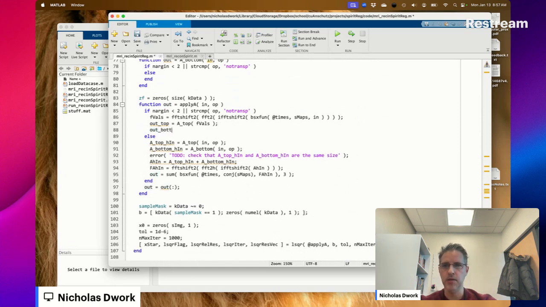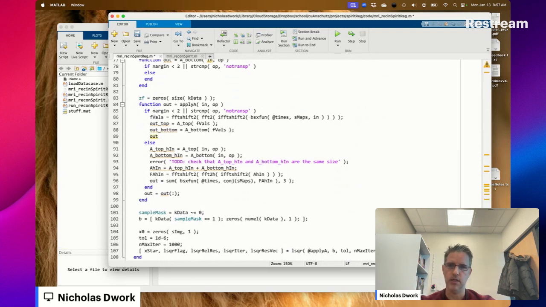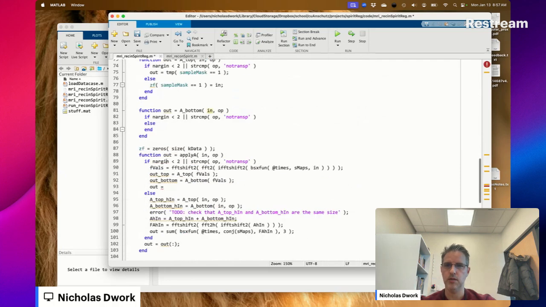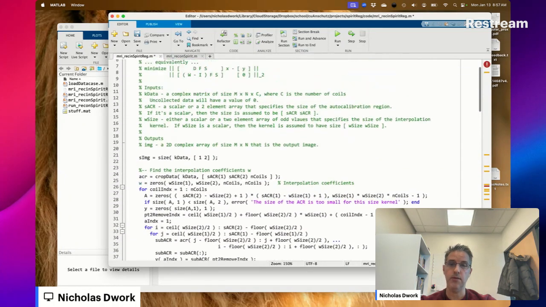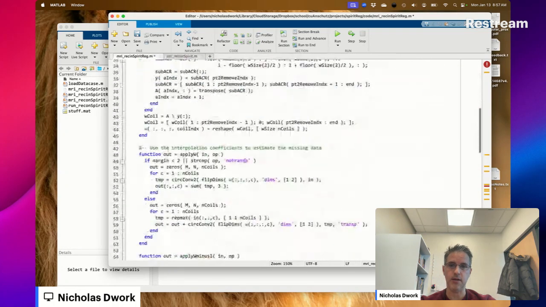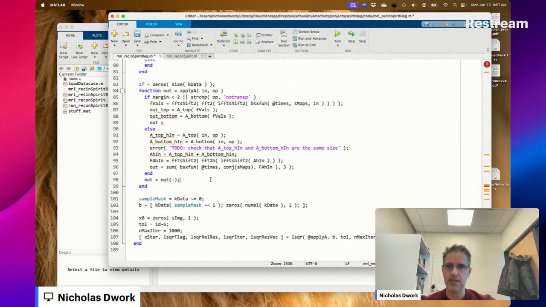We need out bottom, a bottom vals. Out is going to equal. Now here, these are not the same size at all. So I'm going to take this, put it here, take this, out top, out bottom. This is concatenating the results of these two operations here.